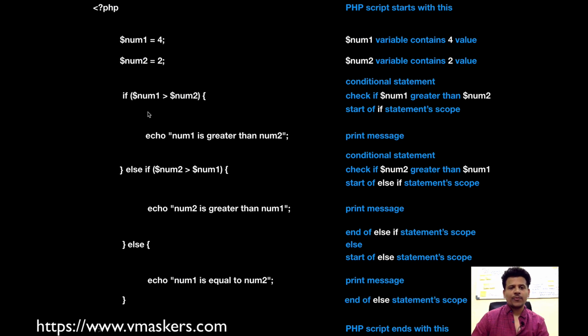So when we enter the program, it will first check is num1 greater than num2, then only this will get executed. If it is false, then it will go to this statement. It will check, is num2 greater than num1? If it is true, then only this code will get executed. If this condition is false, then only this code will get executed.